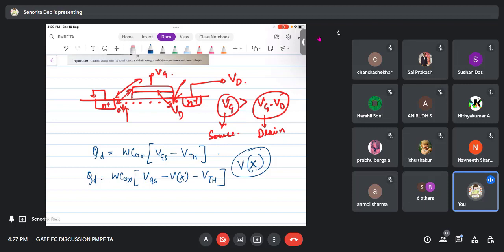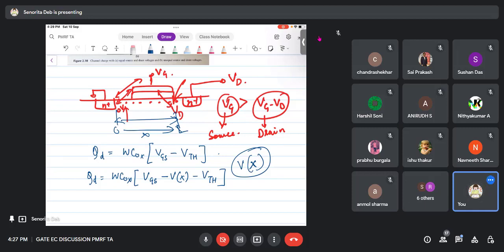Now x can be anywhere here, down the distance 0 to L. So this is x, and x can be anything. At any point I can now find the voltage. Is this clear till here? Any doubts?